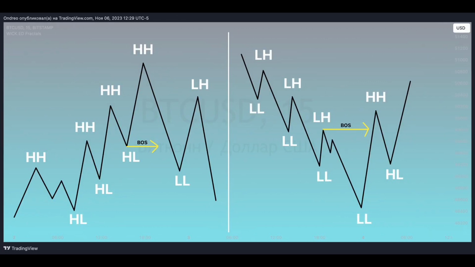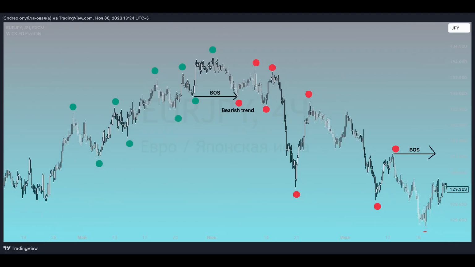Now, a little theory. Before we start, for those who don't know what a structure break is, on the screen you can see the break of structure and what it looks like in bull and bear markets. The bullish structure changes when the price updates the higher low for the uptrend, thereby forming a lower low, after which the uptrend begins. The same works with a downtrend. And now, for a better understanding, here's how it looks on the chart.